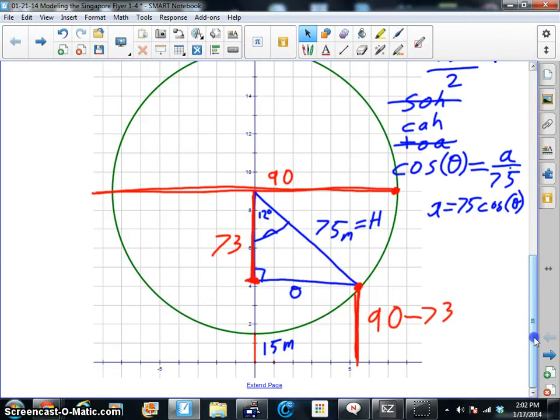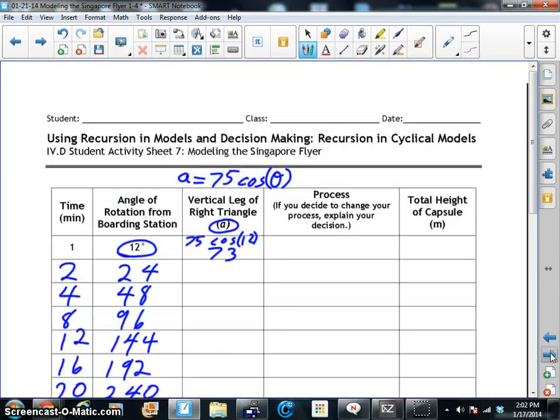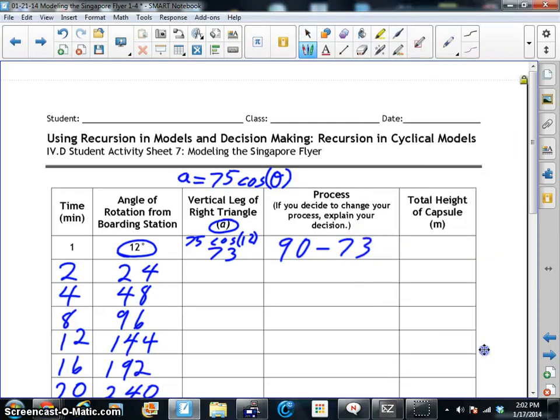So let's see. I'm going to write that down. This would be 90 minus 73. And so 90 minus 73 is 17. So we have 17 meters.